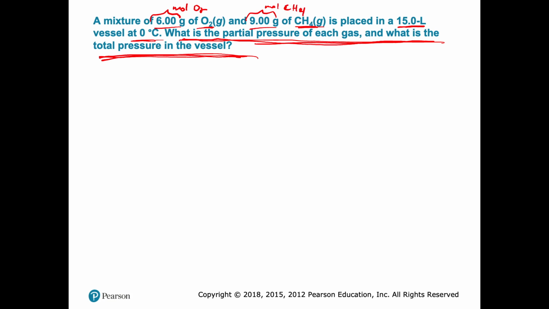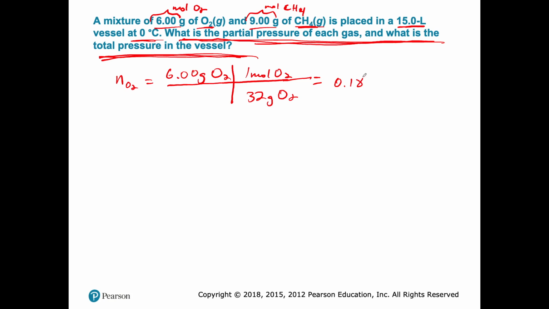Right, so it's just like every other stoichiometry, dimensional analysis calculation we've ever done. So the number of moles, which is n, of oxygen, or O2 gas, is equal to the 6.00 grams of O2. For every 1 mole of O2, you get 32 grams of O2. That's simple. Divide 6 by 32, you should get 0.1880 moles of O2.